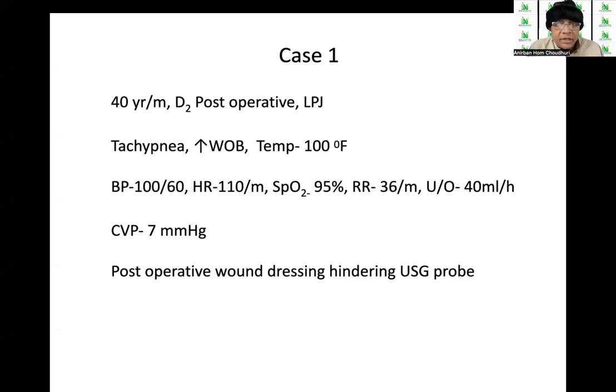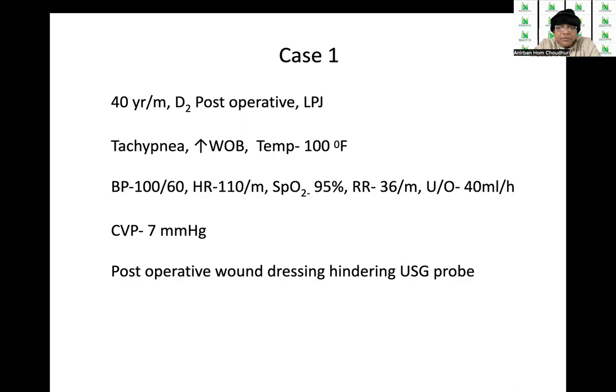Now, let us start with an illustration. The case is a 40-year-old male, the second post-operative day following left pancreaticojejunostomy. Patient presents with tachypnea, with increased work of breathing, and is mildly febrile. The pressure is on the lower side of normal, has a bit of tachycardia, saturation is normal. Respiratory rate shows 36 per minute. Urine output is normal. The CVP is 7.